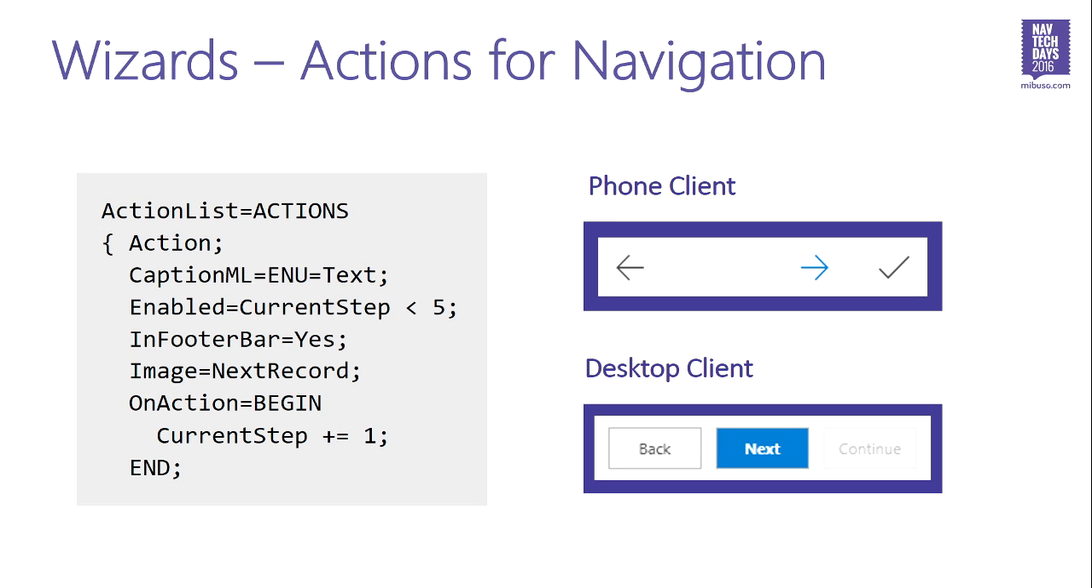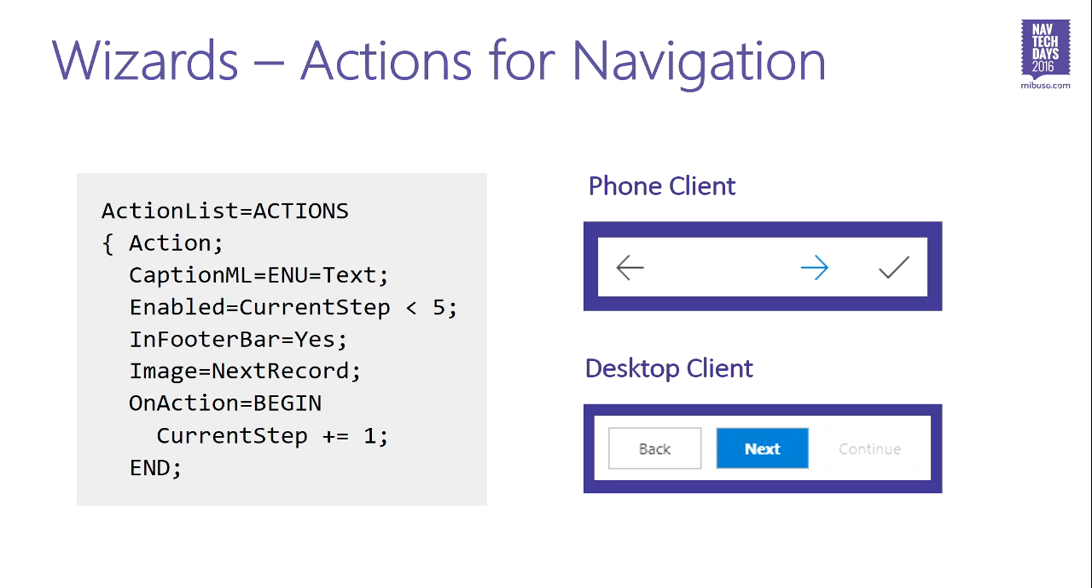So we support using 3 different images here to define which button is treated as the back, next, or finish. If you set the image to previous record, that would be rendered as the back button, next record for the next button, and the finish or continue button is done using the approve image.